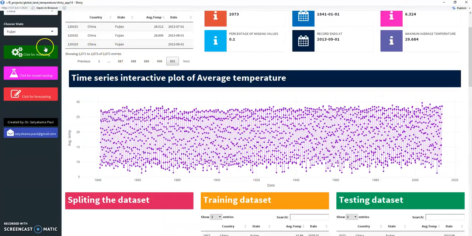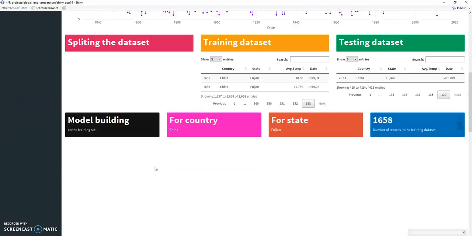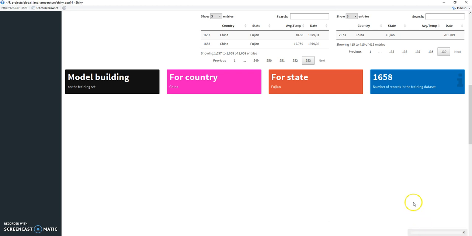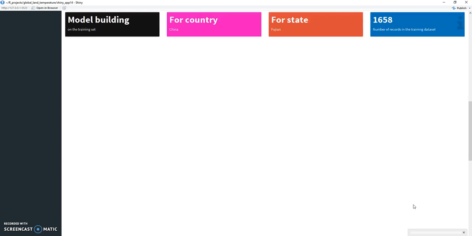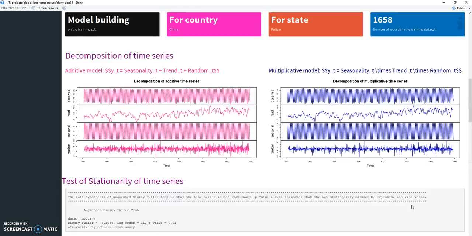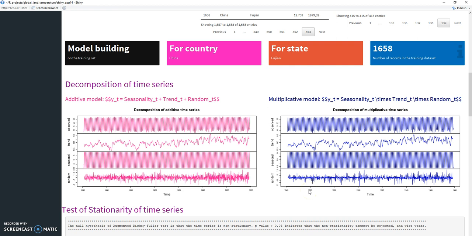Now let's look at the modeling. In order to do the modeling, let's click the action button for modeling, and you can see over here that there is a process running. The model building is taking some time, and I have approximately seen that it takes around 6 to 7 seconds for the various combinations of countries and states. So let's look at the various plots of the time series for China and its state Fujian.